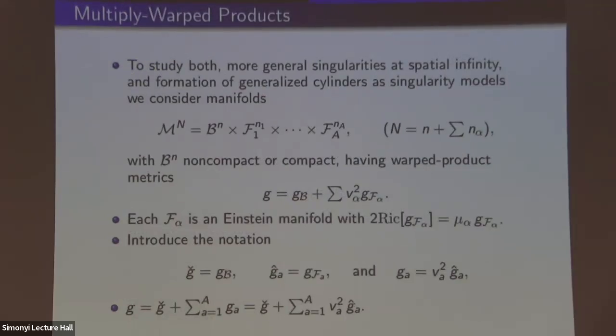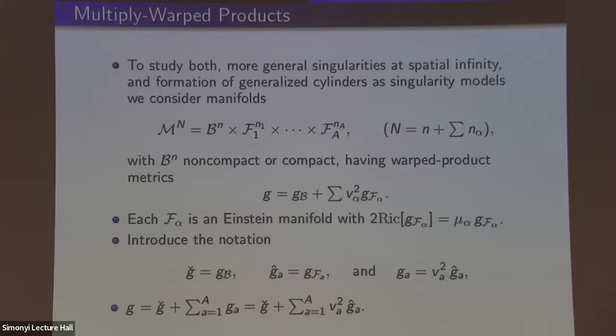Okay, so let me just tell you the structures that we will be considering in the talk. They're called the multiply warped products. And we will use this structure to study both formation of singularities at spatial infinity and also formation of generalized cylinders as singularity models on our compact flows, right?